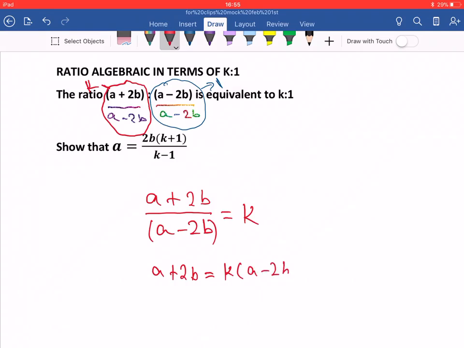So we've got A minus 2B, or not 2B. Aha, bringing in the literacy. I like it. I like it cross-curricular.